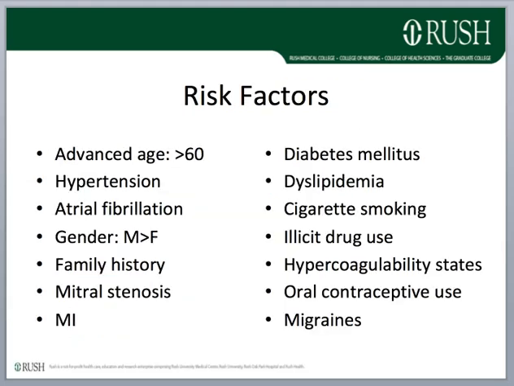This table lists some of the risk factors with stroke. Risk is increased in patients over age 60. Hypertension is the single most modifiable risk factor for ischemic stroke. For each 10 millimeter of mercury rise in systolic blood pressure or 5 millimeter increase in diastolic blood pressure, the relative risk of stroke increases by a factor of 2.3.